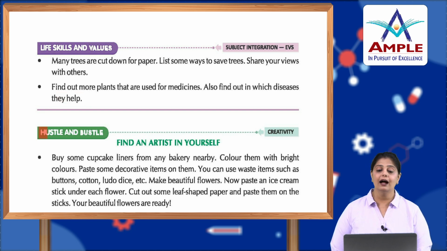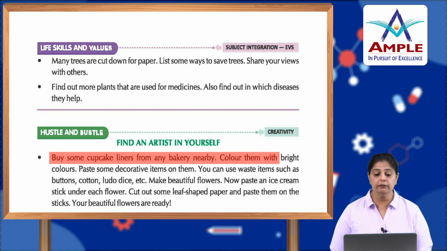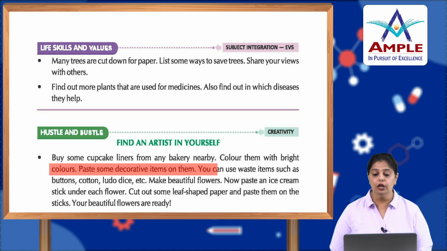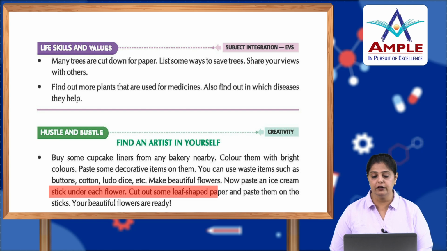Now, hustle and bustle. Find an artist in yourself. Buy some cupcake liners from any bakery nearby. Color them with bright colors. Paste some decorative items on them. You can use waste items such as buttons, cotton, Ludo dice, etc. Make beautiful flowers. Now, paste an ice cream stick under each flower. Cut some leaf-shaped paper and paste them on your sticks. Your beautiful flowers are ready.